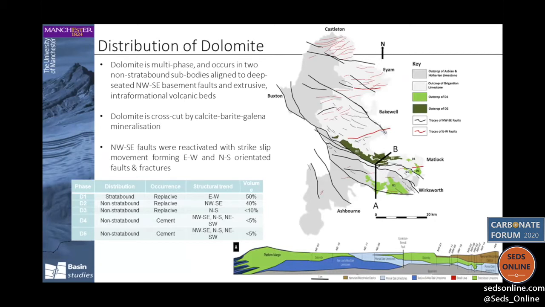Two final phases, which form cement within fractures. Again, these can't be mapped because they form less than 5% each, but these also form along northwest-southeast faults, north-south faults, and northeast-southwest faults. On a dolomite platform, all phases of dolomite are crossed by calcite, barite, galena mineralization.